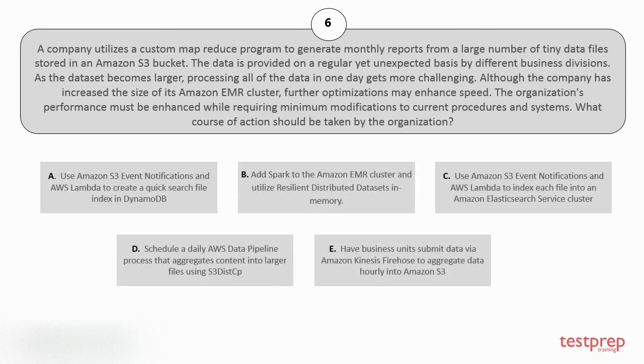Your options are: A. Use Amazon S3 event notifications and AWS Lambda to create a quick search file index in DynamoDB. B. Add Spark to the Amazon EMR cluster and utilize resilient distributed datasets in memory. C. Use Amazon S3 event notifications and AWS Lambda to index each file into an Amazon Elasticsearch Service cluster. D. Schedule a daily AWS Data Pipeline process that aggregates content into larger files using S3DistCp. E. Have business units submit data via Amazon Kinesis Firehose to aggregate data hourly into Amazon S3.